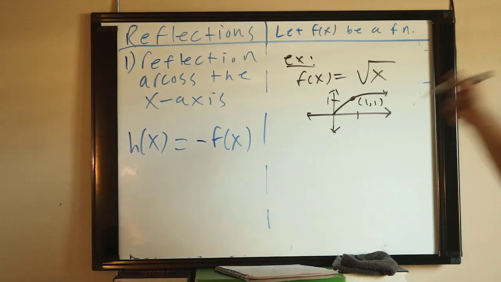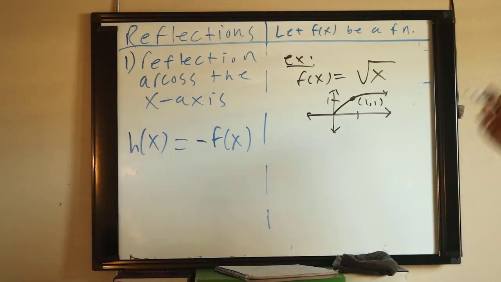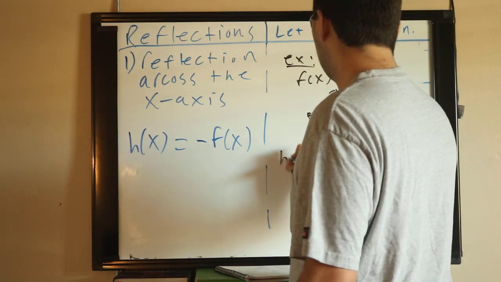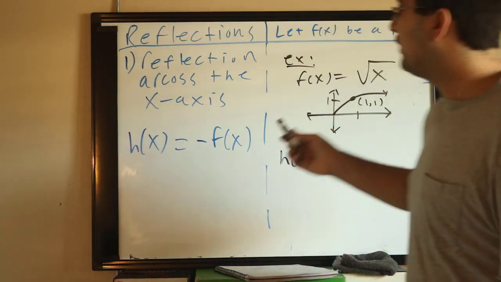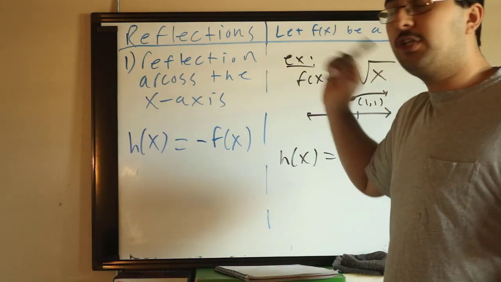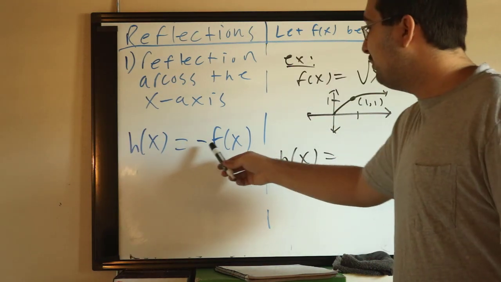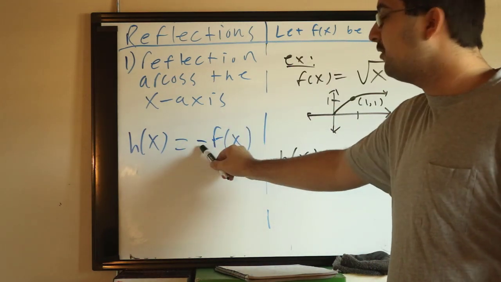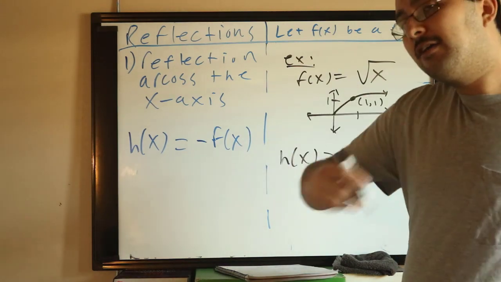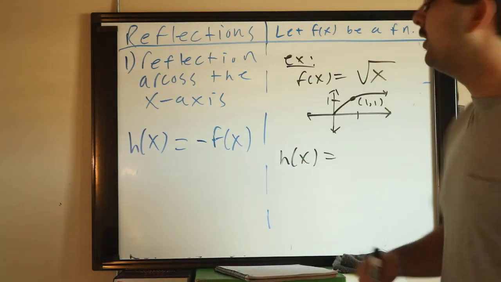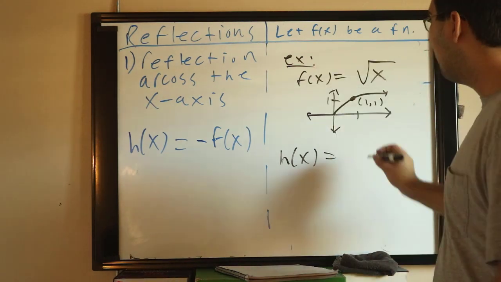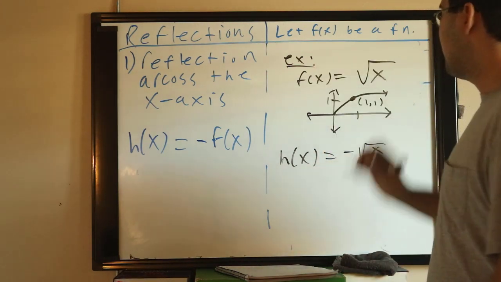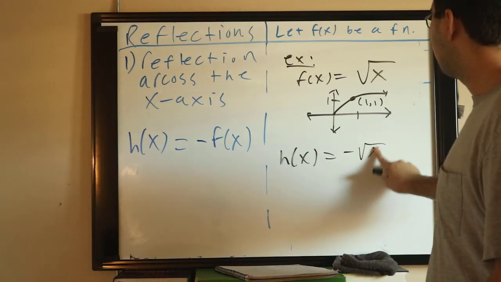I now want to reflect this. Okay? So, what will that function look like? What will my h of x be? So, we simply go back to this definition. A reflection across the x-axis simply means you want to negate your entire function. Multiply your entire function by a negative. So my function is square root of x. I want to multiply that by a negative number. Hence, h of x is minus square root of x.